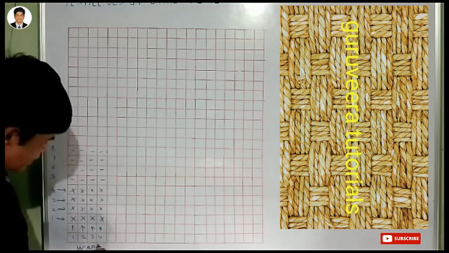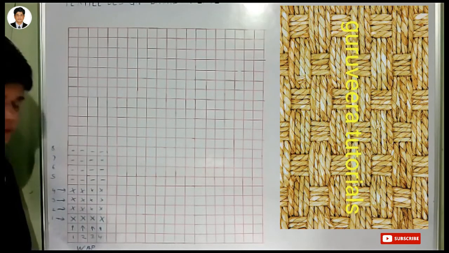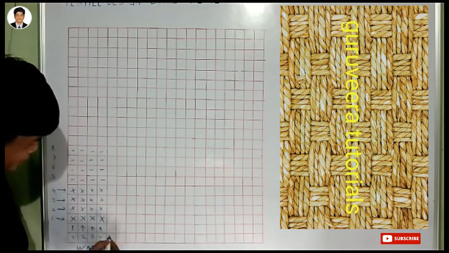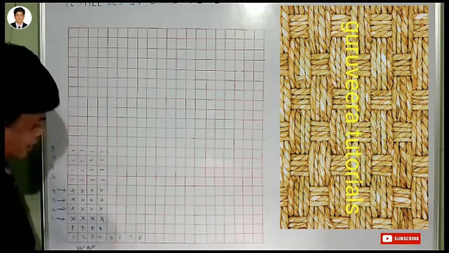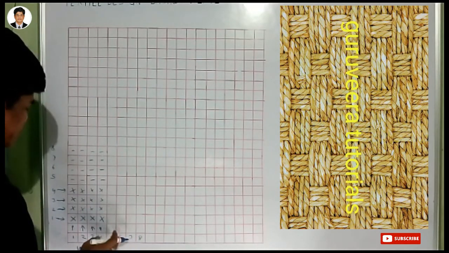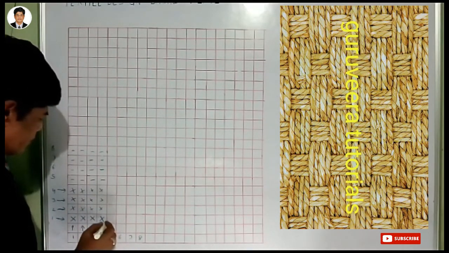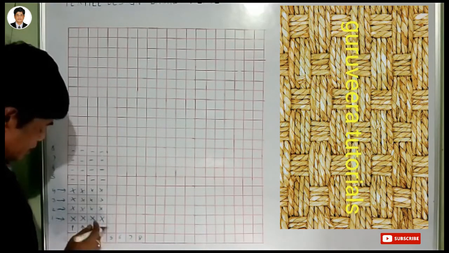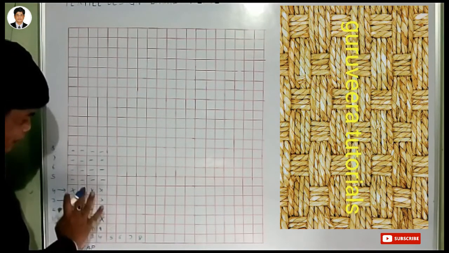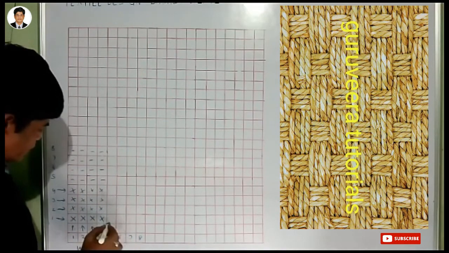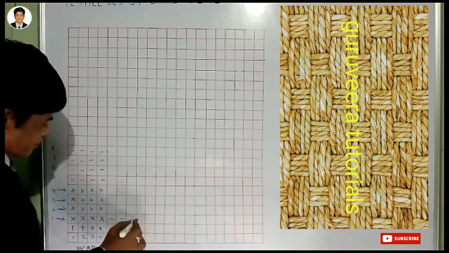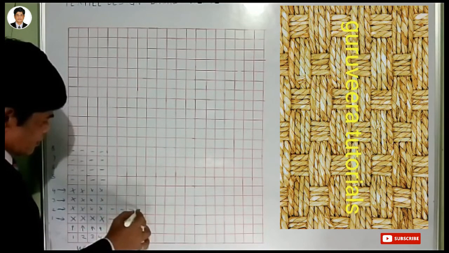Now I am taking the next, that is fifth, sixth, seventh, eighth warp threads. How are they moving? First 1 to 4 threads are moving up over the weft threads. Now the next 5 to 8 threads are moving down. I am marking minus here.